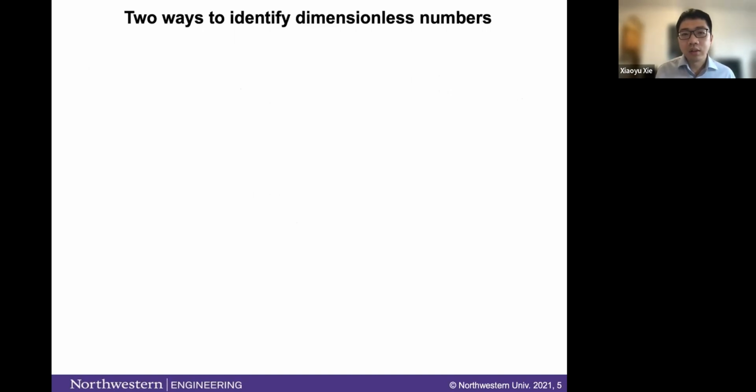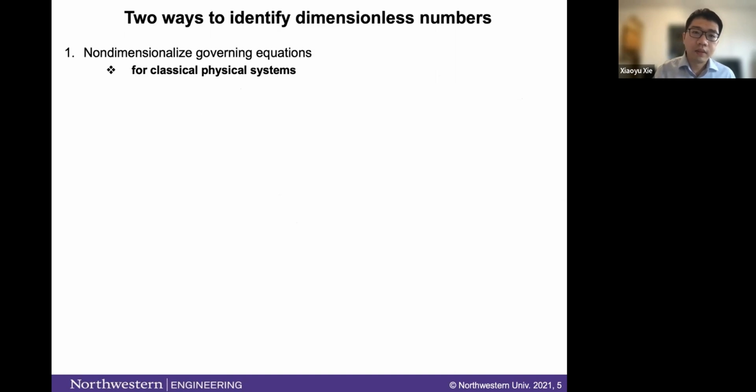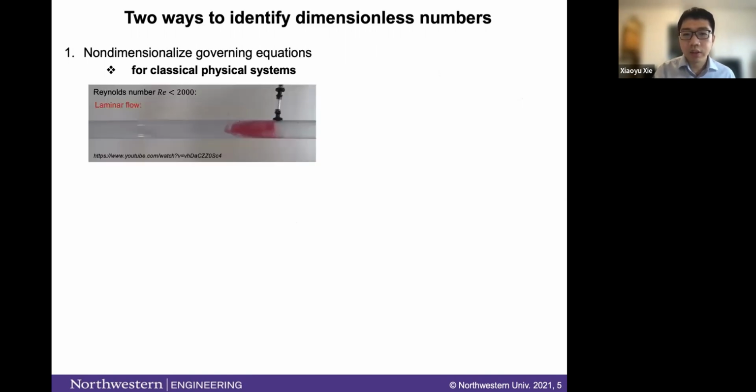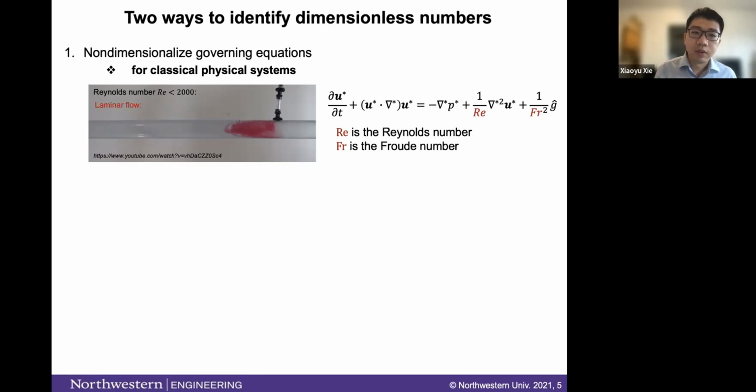So far we know dimensional analysis and dimensionless numbers are very powerful and popular. So how can we identify dimensionless numbers? There are generally two ways. For some classical physical systems, we already know the governing equations. Because we know them, we can directly non-dimensionalize the governing equations and find the dimensionless numbers, because dimensionless numbers are usually the coefficients of the derivative terms. For example, the governing equations for laminar flow are the Navier-Stokes equations. When we non-dimensionalize the Navier-Stokes equations, we can find two dimensionless numbers, the Reynolds number and the Froude number.